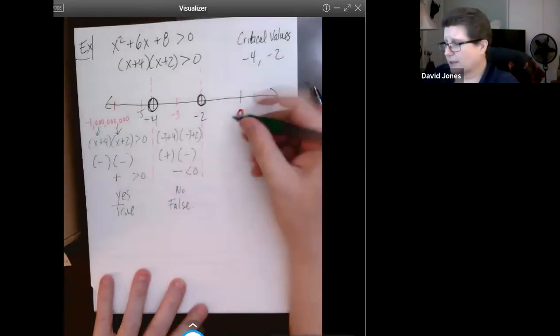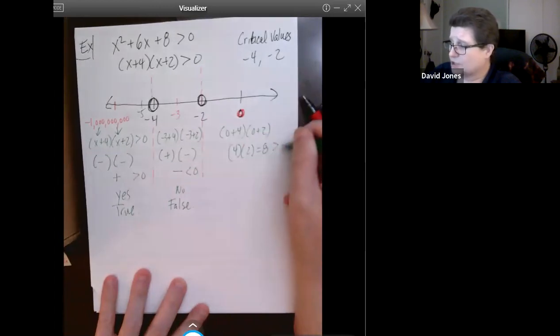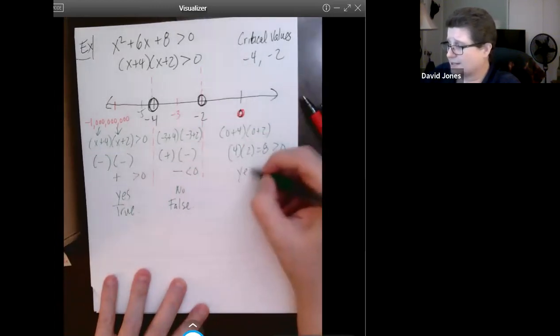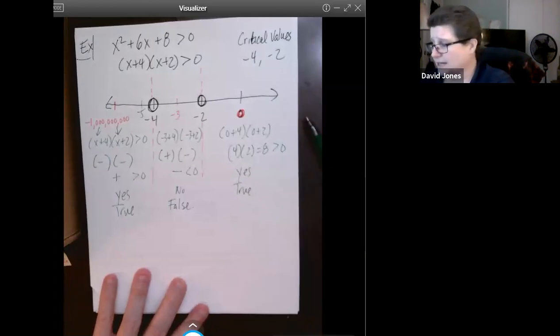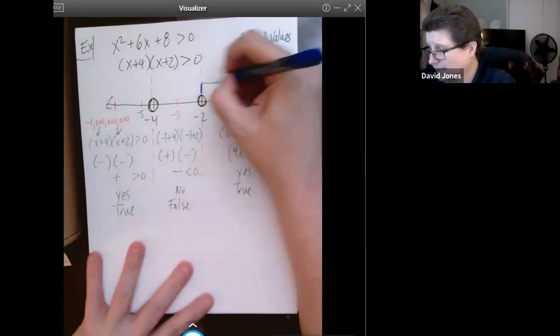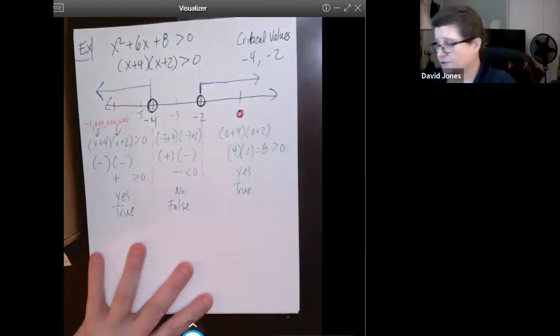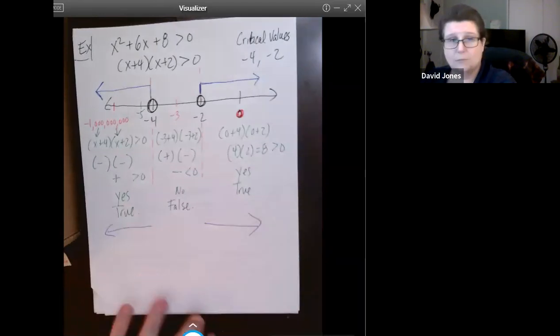And finally, I plug in 0. The zeros just go away. I've got 4 times 2 is 8. 8 is greater than 0. That's a yes. That's a true zone. So when I'm done, I'm going to shade in the direction of the true zones. Goes like that. The true zones are right there and right there, but not in between.